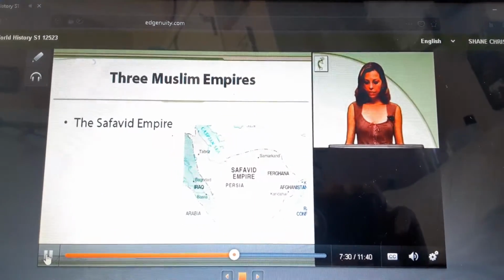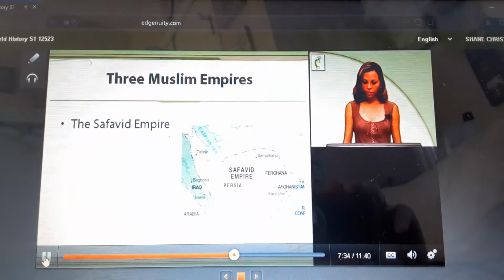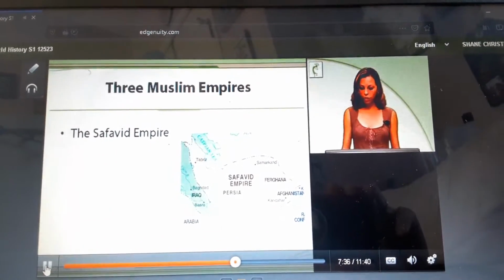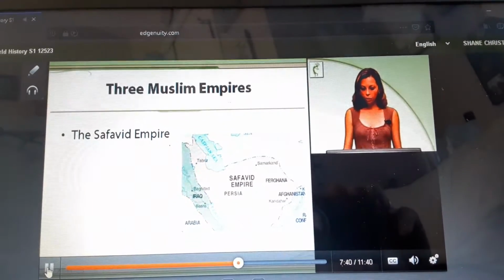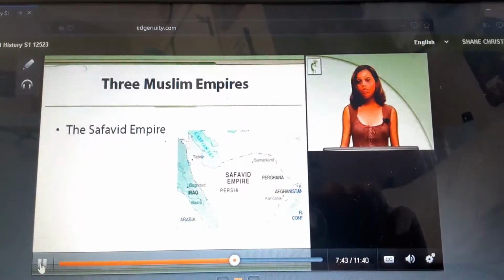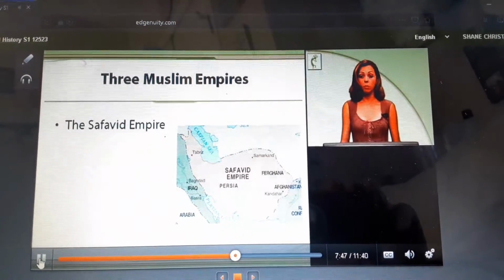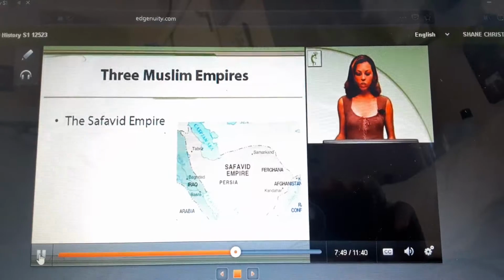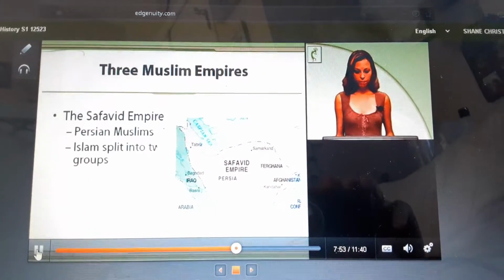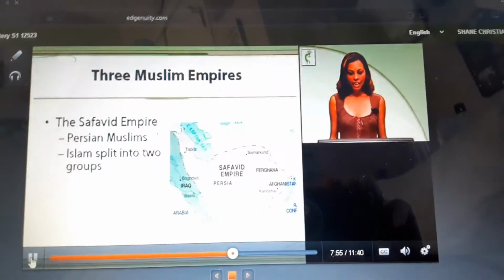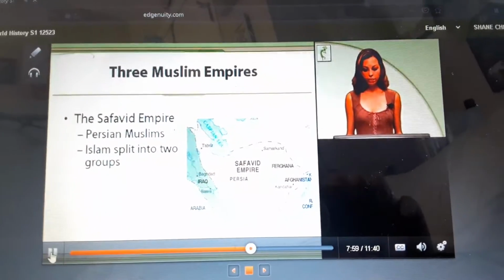In the mid-600s, Muslims split into two groups: Shia, who thought only Muhammad's descendants could become caliphs, and Sunni, who didn't believe the caliphs had to be related to Muhammad. So we see the Muslim division occurring. The Ottomans were Sunnis, and the Safavids were Shias.